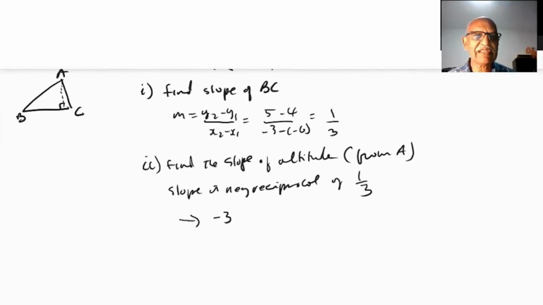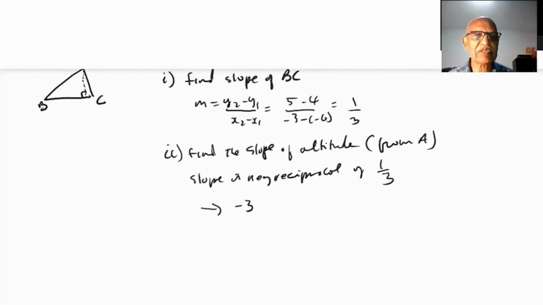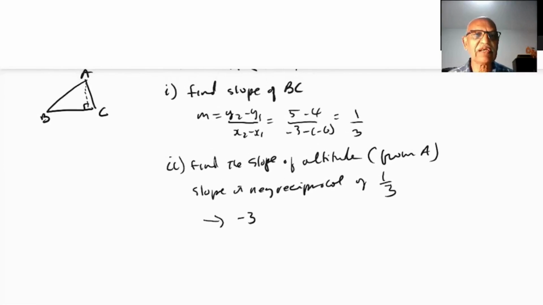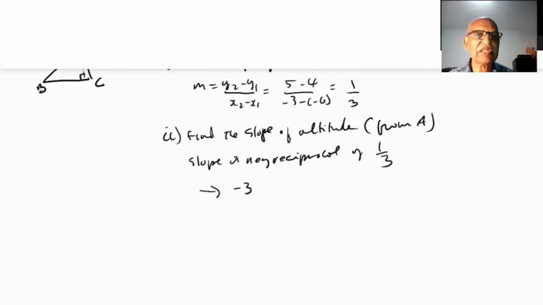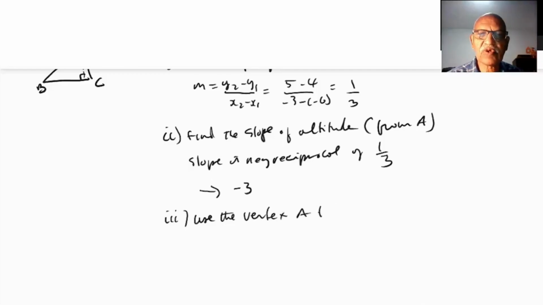Now, in finding altitude, we don't need the midpoint. We saw that for perpendicular bisector or for median, we find the midpoint. Here, we don't need the midpoint. So we have only one choice here. We use the vertex A to find the y-intercept, which is the b.